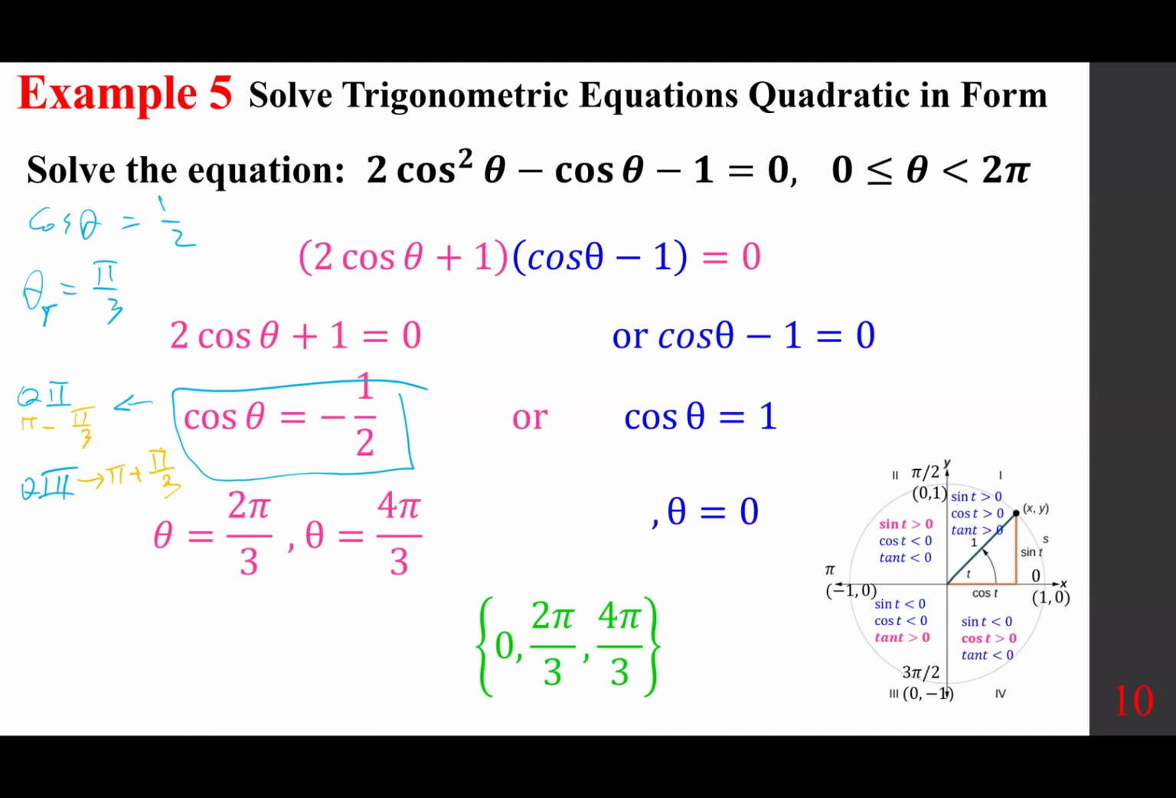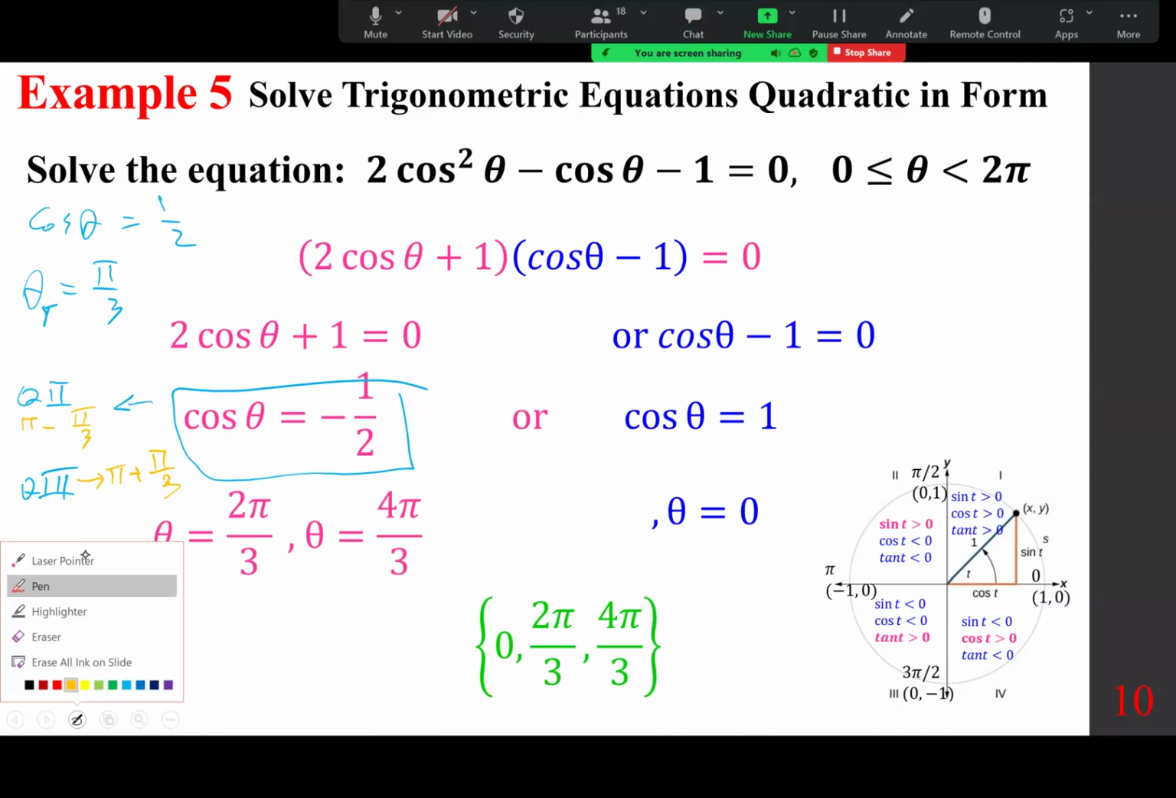Again, whenever it's negative, make it positive and find the reference arc so you know what to do.